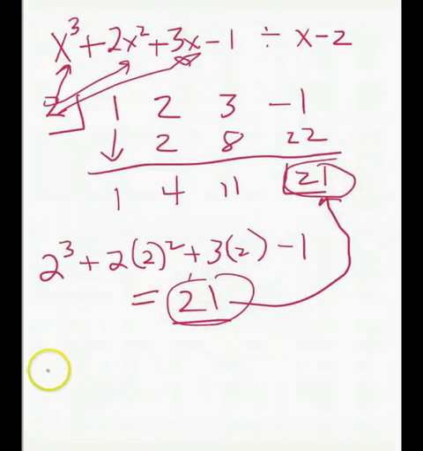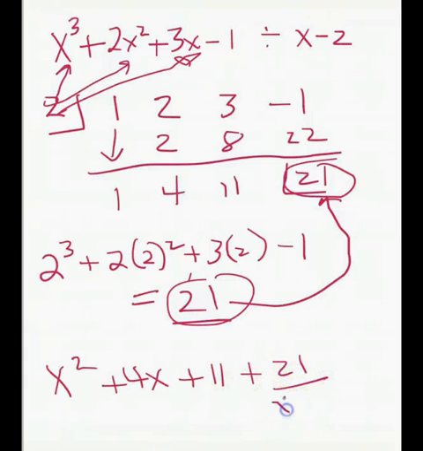So your final answer is x squared plus 4x plus 11 plus 21 all over x minus 2. That's your final answer. I hope that helped.